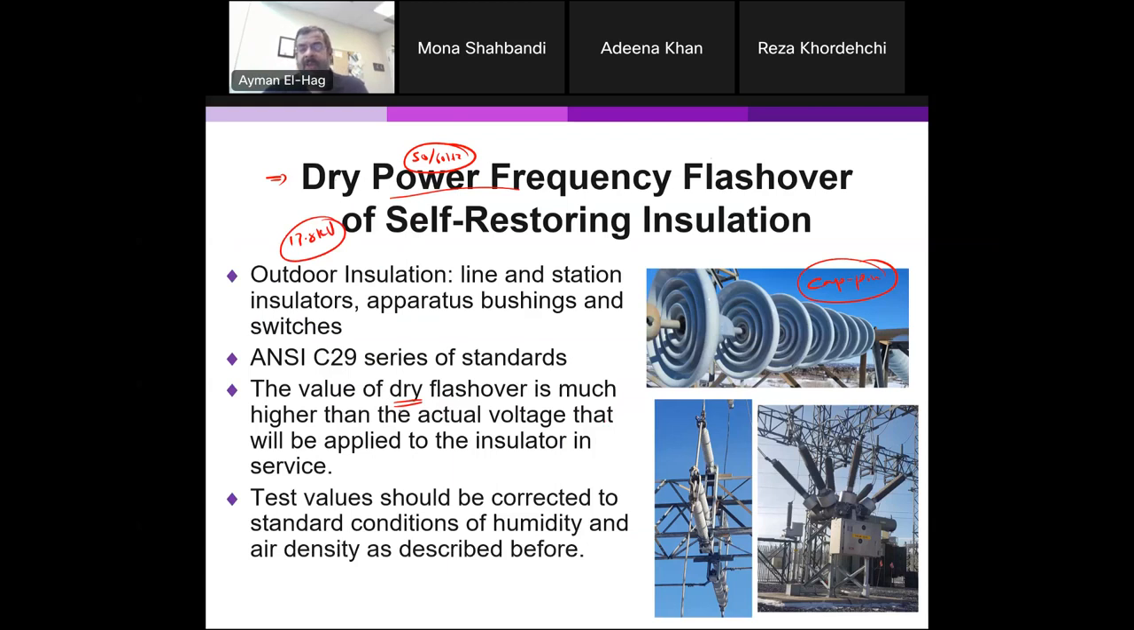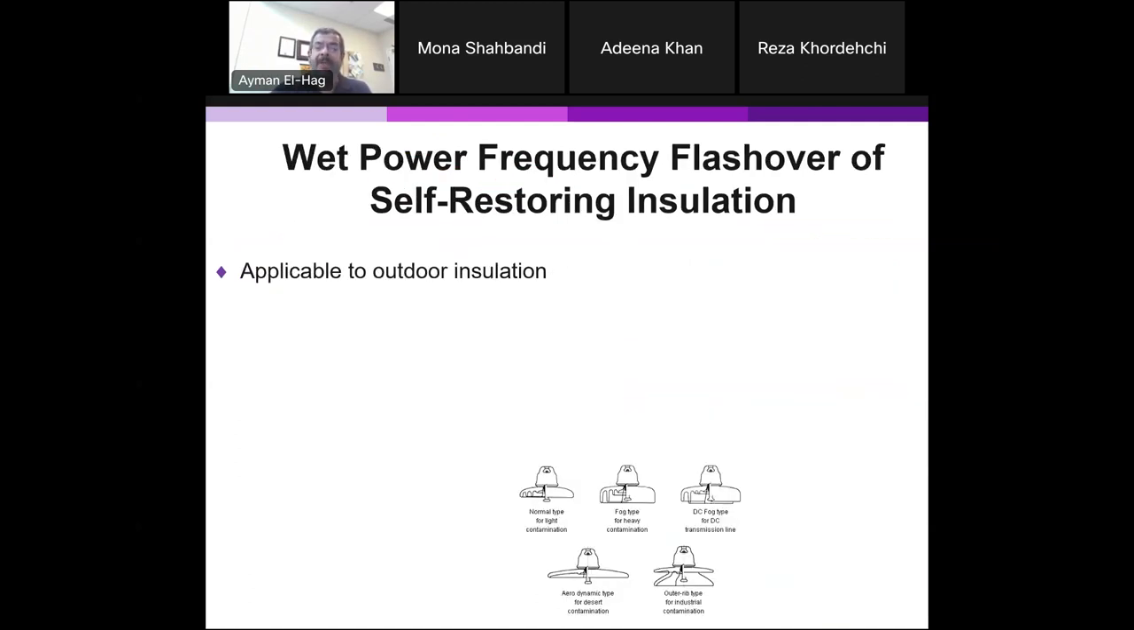Now, because the flashover test is affected by humidity and temperature, you always need some sort of correction factor. You have to record the values of your test under those conditions, and then correct them against some standard values. There is also the wet power frequency flashover. This is dry, and this is wet. I sent you a video that compares the wet and the dry, and I've shown that for the dry tests, the voltage is much larger than for the wet surface. Now, why do we do the wet surface?